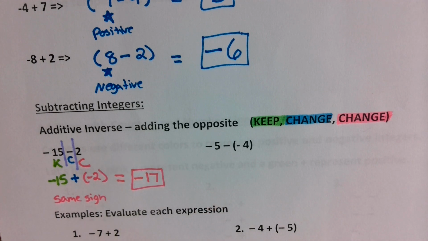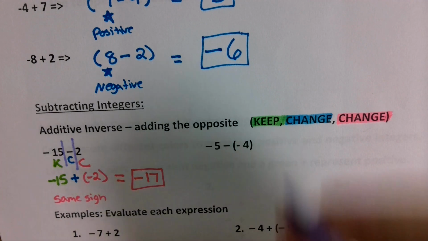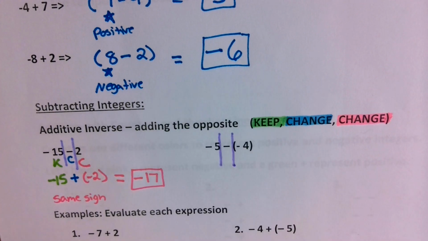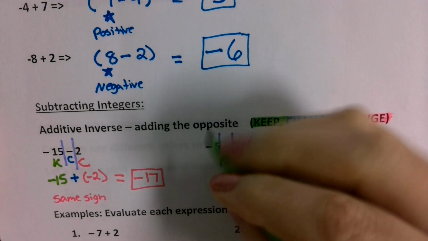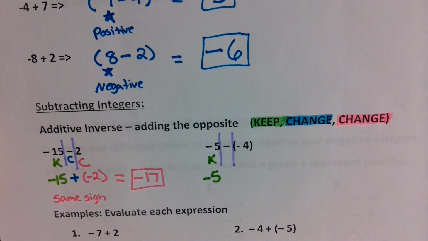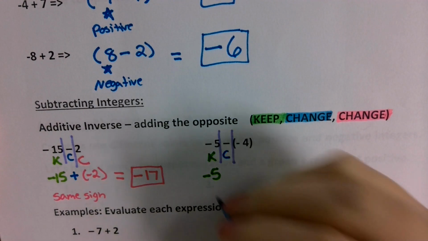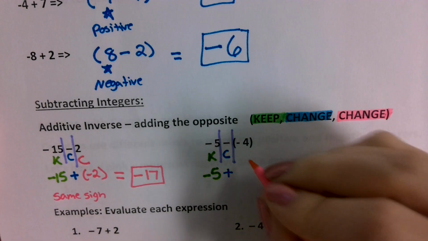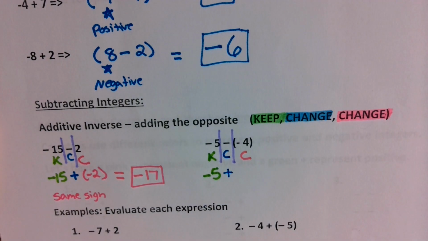Okay, same thing for this problem. We have a -5, we have a minus sign, and then we have a -4. We're going to keep the -5 as it is. We're going to change the subtraction into addition. And we're going to change -4 into its inverse. What's the inverse going to be?